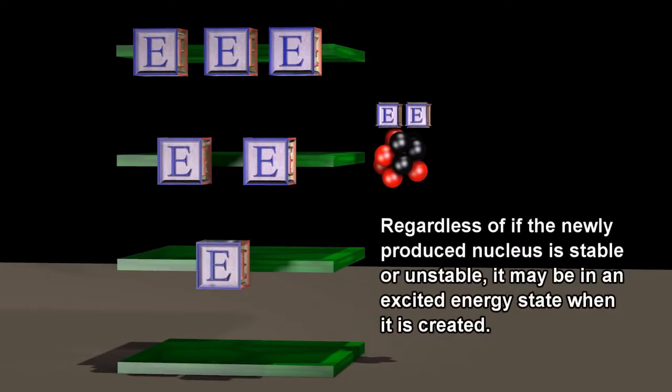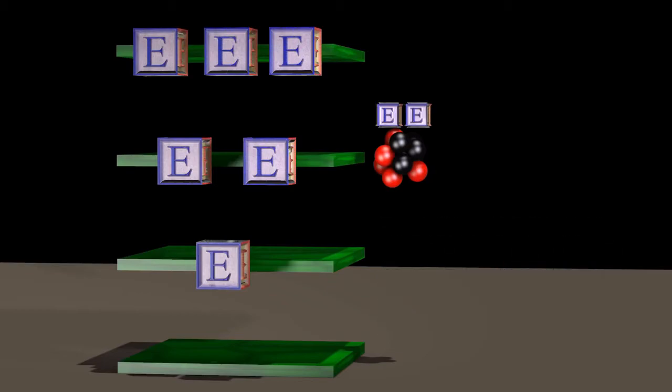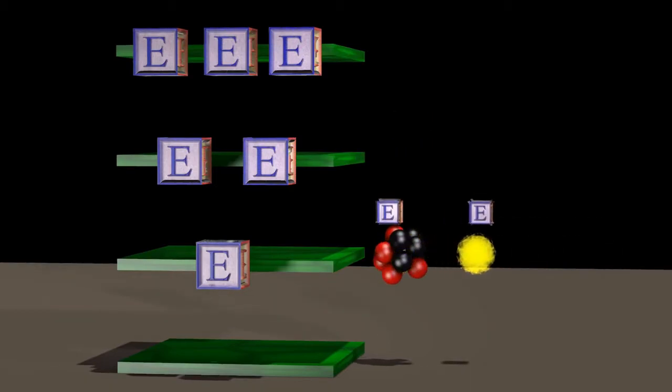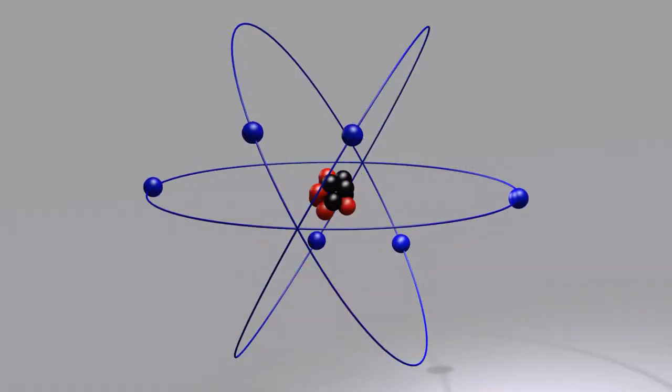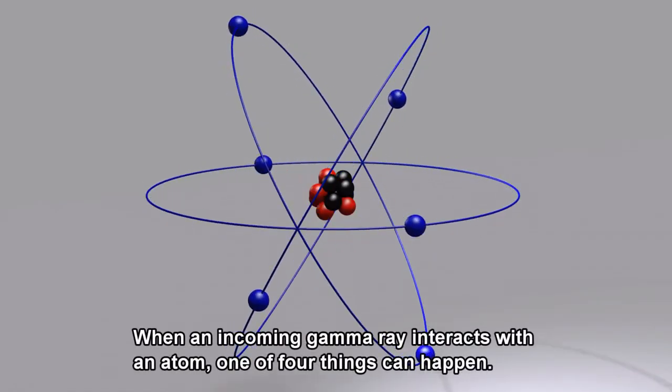Regardless of if the newly produced nucleus is stable or unstable, it may be in an excited energy state when it is created. As was discussed earlier, if a nucleus is in an excited energy state, then it will eventually fall into a lower energy state and emit a photon which we refer to as a gamma ray. When an incoming gamma ray interacts with an atom, one of four things can happen.